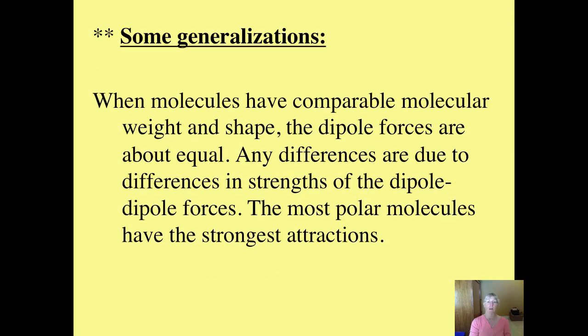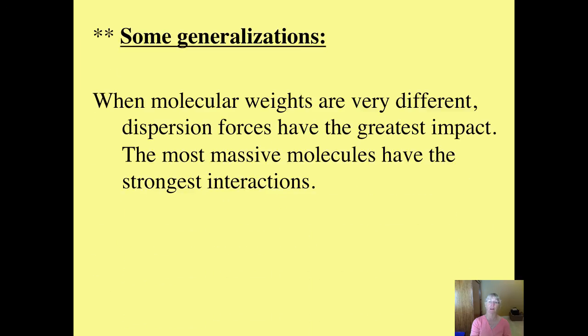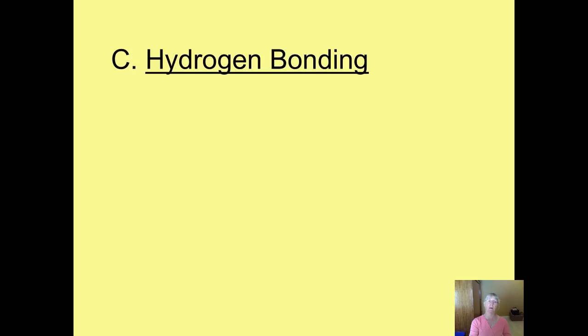Okay, so I think we just said that, and that's what's summarized here. The most polar molecules will have the strongest attractions. Another generalization would be the reverse of that. If you have very different molecular weights, then dispersion forces have the greatest impact on the boiling point or the strength of the intermolecular forces. And as we said, the bigger the electron cloud, the stronger the temporary induced dipole can be found in a substance that has dispersion forces.